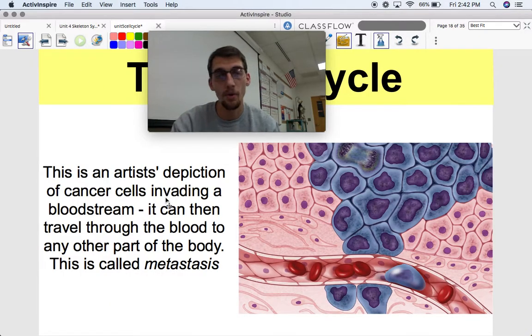And then last one, of course, this is cancer. Cancer cells invading a bloodstream, they can travel to other parts through the blood and get to any other part of the body. So this is their uncontrolled cell growth. And entering the bloodstream is called metastasis.